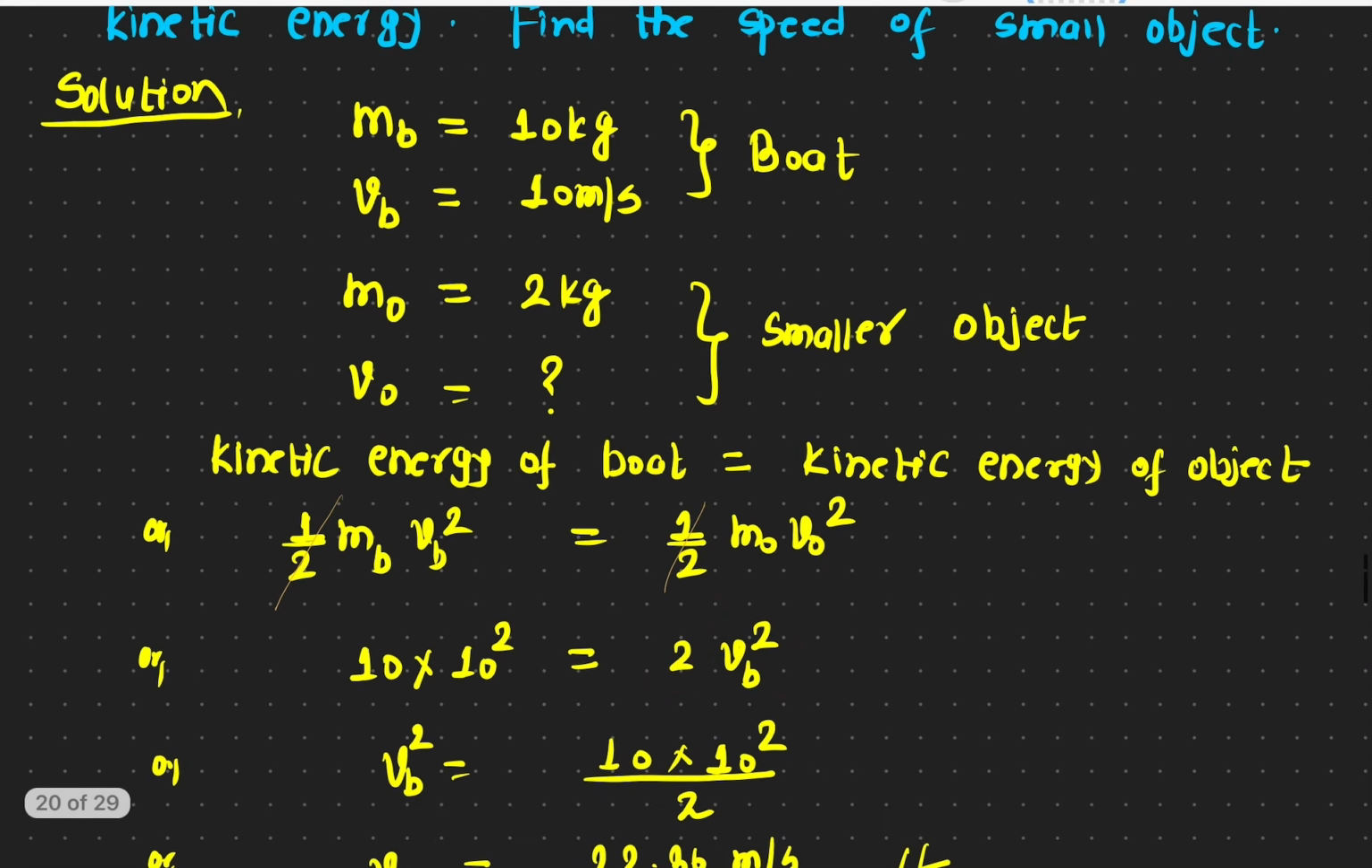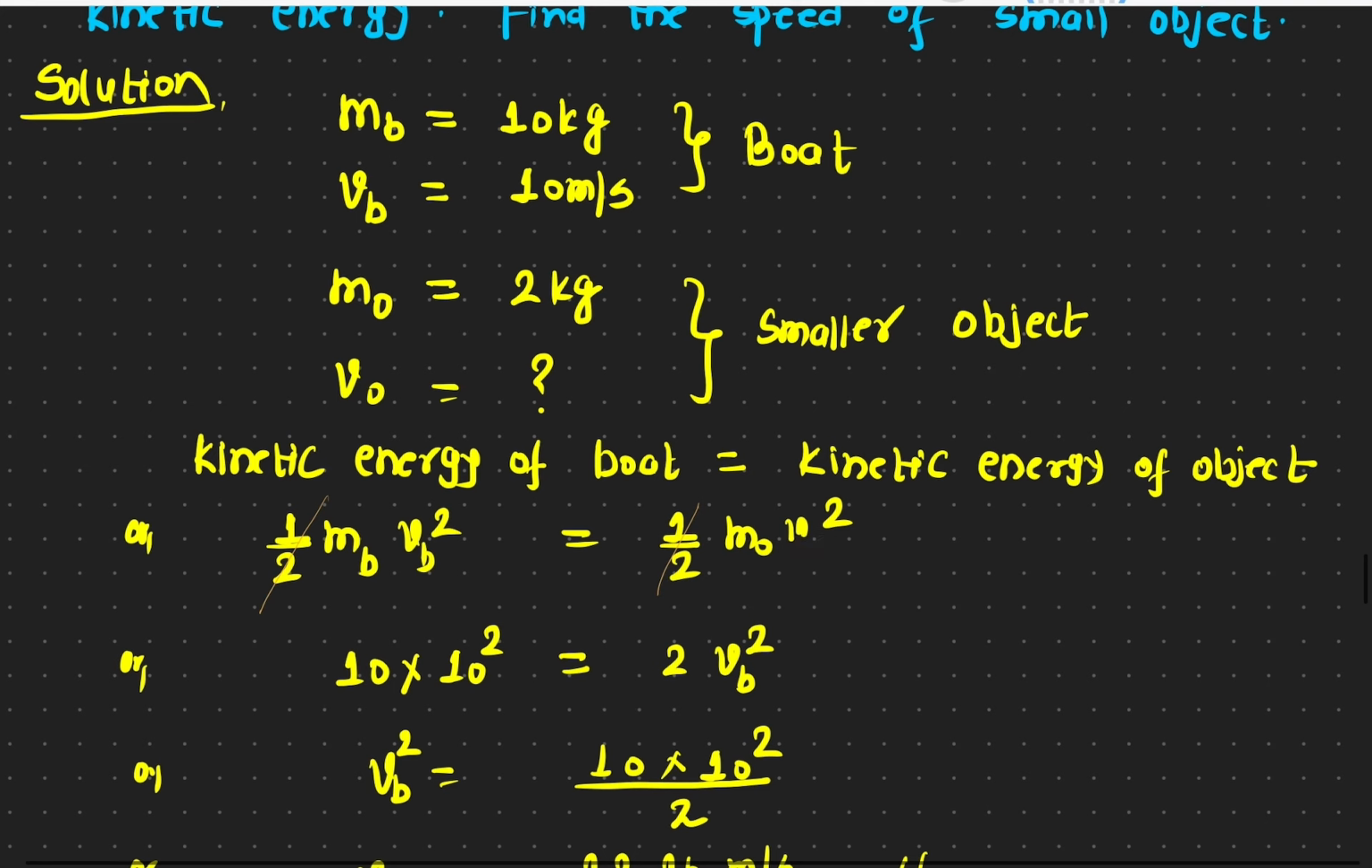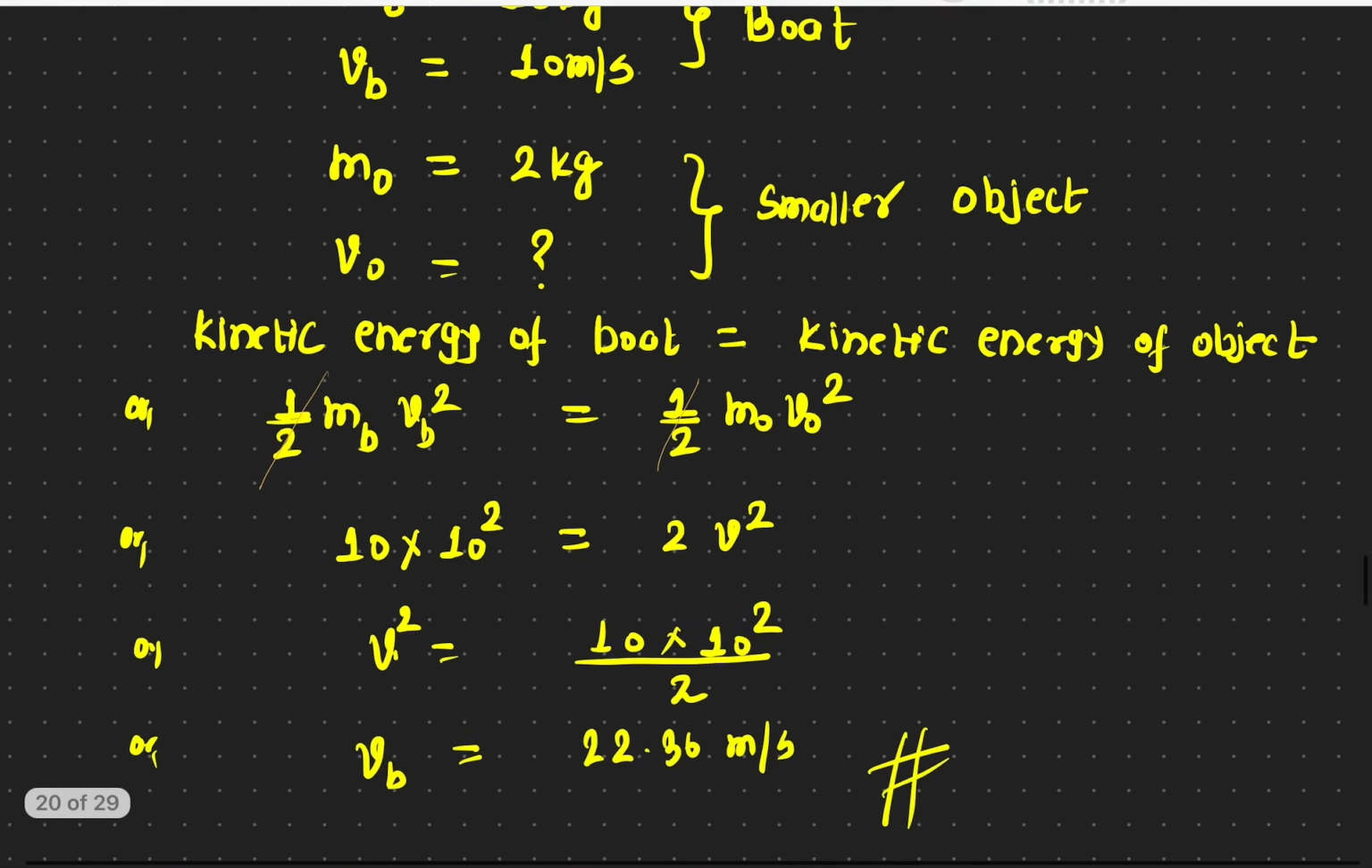Just one minor mistake here: this has to be MO, because we're going to find out, this has to be VO. So this is VO squared, this is the VO squared, and this is the VO squared.